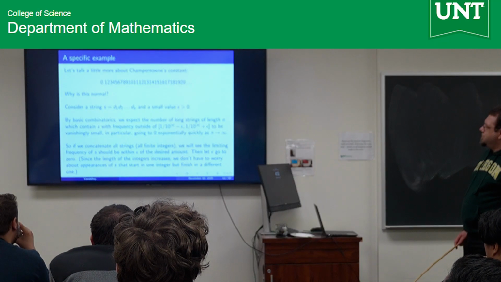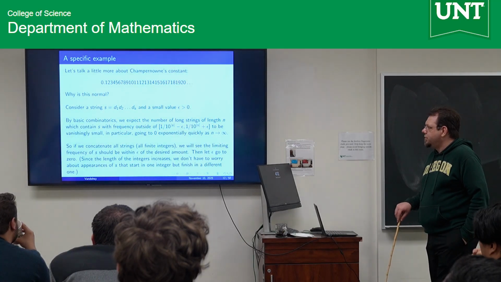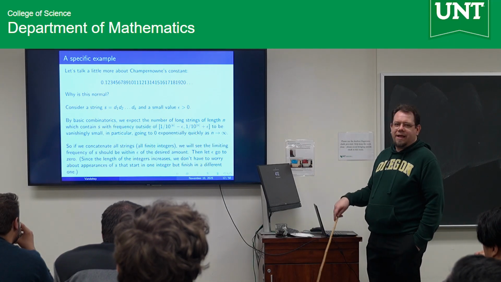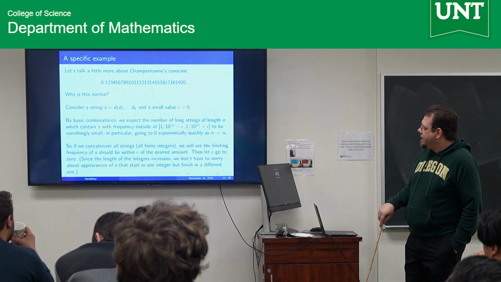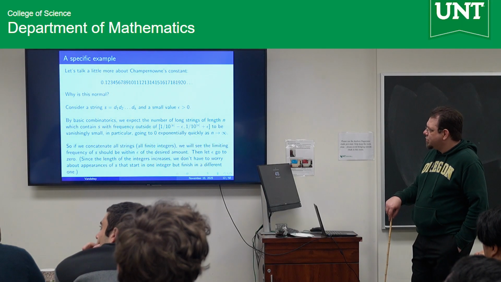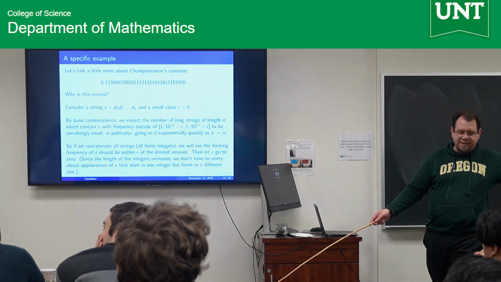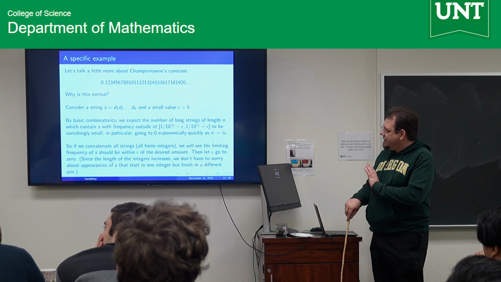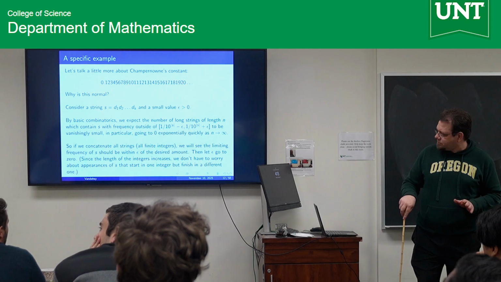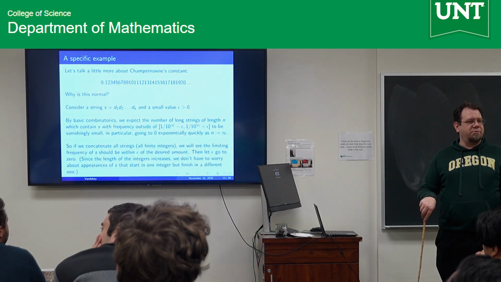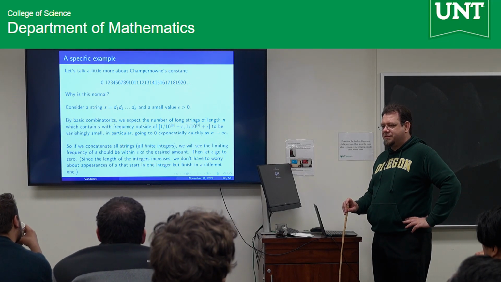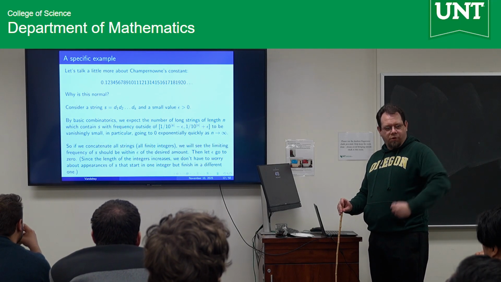So let's talk a little bit more about Champernowne's constant. Why is this actually a normal number? Well, let's suppose we consider a given string, d1 up to dk, and a small value of epsilon that's positive. Now, by basic combinatorics, and again, I'll put basics in air quotes here, we expect the number of very long strings, much longer than s itself, length n, to contain s with frequency outside of this expected interval to be vanishingly small. In particular, this should go to 0 exponentially quickly as n goes to infinity. This has one of my favorite names of a lemma in all of mathematics. This is, I must say this like I'm a Viking, Hoeffding's inequality.